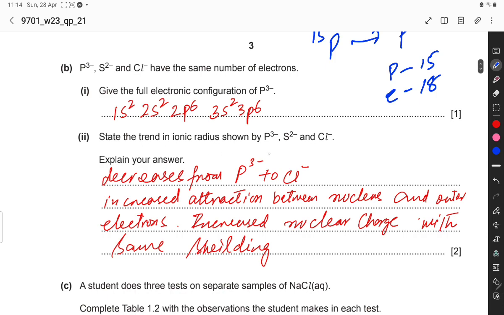State the trend in ionic radius shown by phosphide, sulfide and chloride. Ionic radius decreases from phosphide to chloride because of the increased attraction between nucleus and outer electrons, increased nuclear charge with same shielding. So, that is why ionic radius decreases from phosphide to chloride.